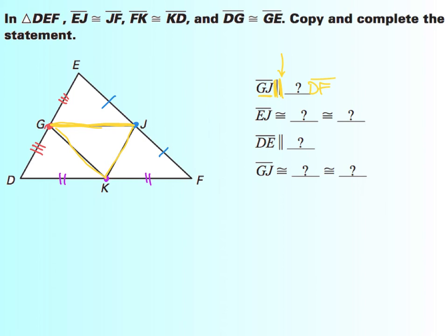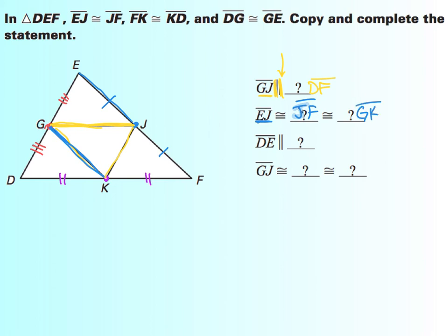The next one asked about EJ. EJ is that segment. Notice it's already congruent to, I'm going to write it over the top here, JF. So make sure you mark the segment because it's congruence, not equals. And then it's also going to be congruent to the midsegment of that line, which is GK. So then GK is also congruent.